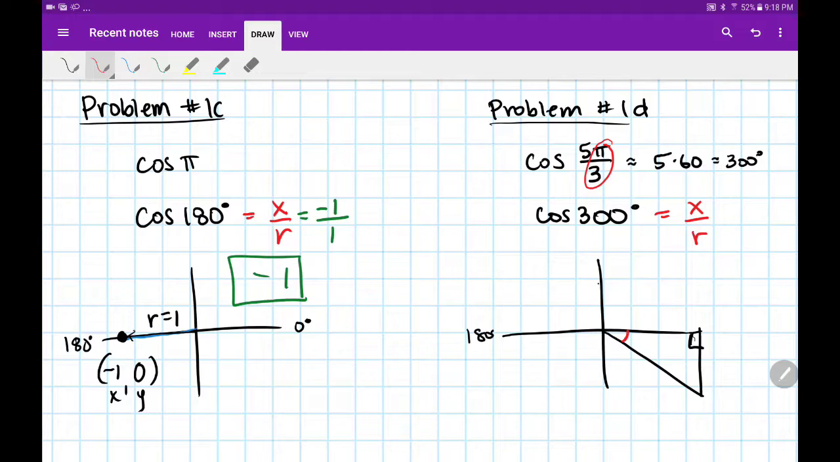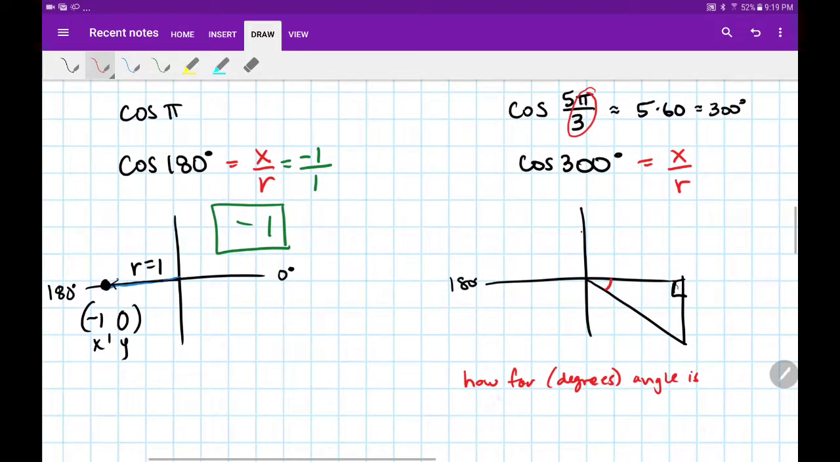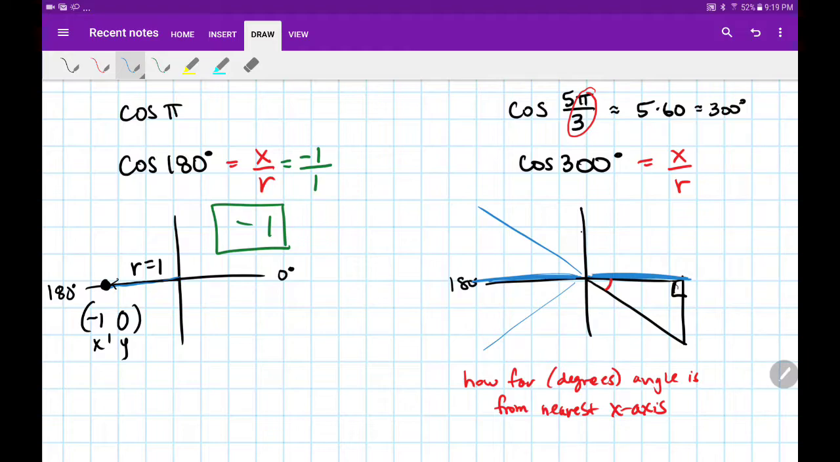So your reference angle is always this central angle inside your triangle. And the definition of a reference angle is how far in degrees your angle is from the nearest x-axis. So in this case, my nearest x-axis is this one right here. The other option, if I was in this quadrant or this quadrant, I would be using this axis. I would be using 180 degrees as my measure. But since I'm on the right side, I'm going to use this axis, which represents 360 degrees.